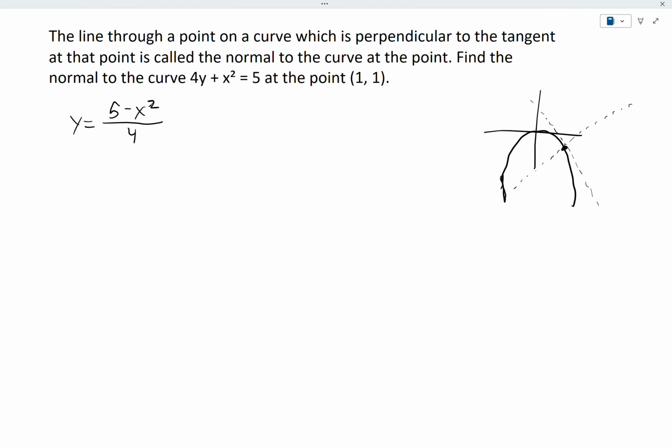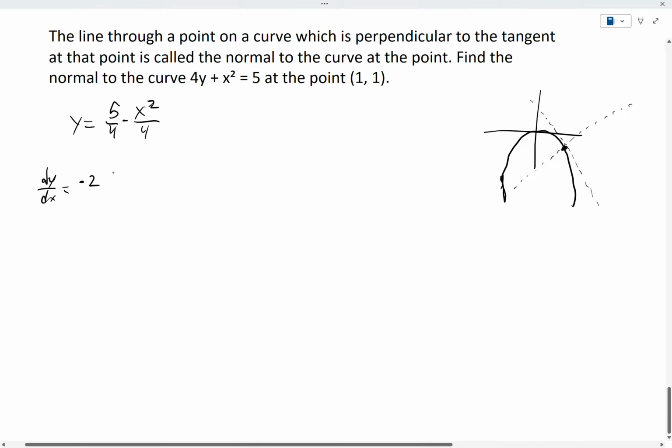We can find that by looking at the derivative at x = 1. So here's our equation right here. I'm going to split it up because this will be a little easier: 5/4 - x²/4. So we're looking at the derivative of this. dy/dx is equal to the derivative of the first term, which is constant, so it's 0. Derivative of the second term: power out front, one smaller on the power. It's going to be -2x/4, which is just -x/2.